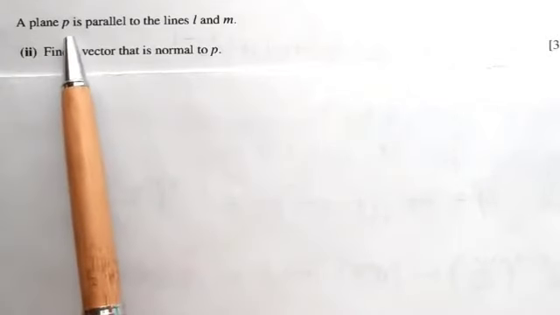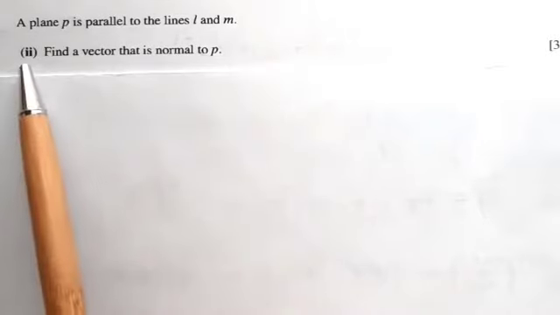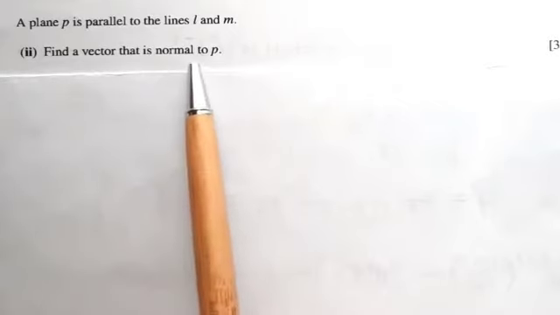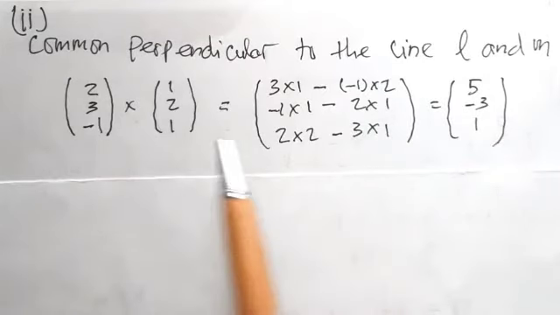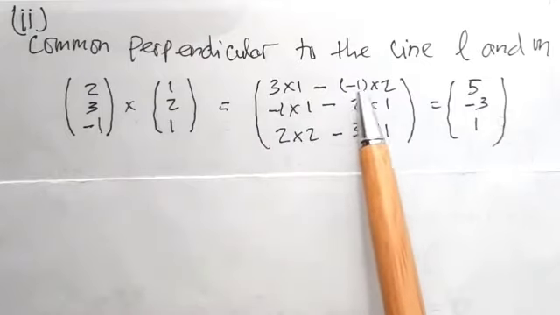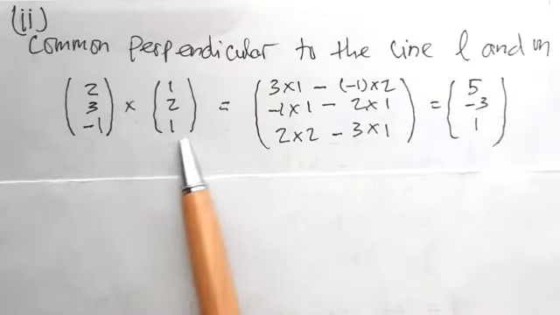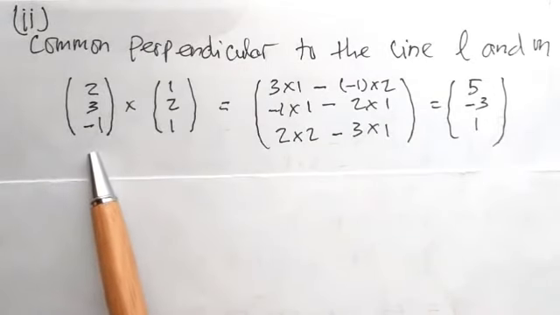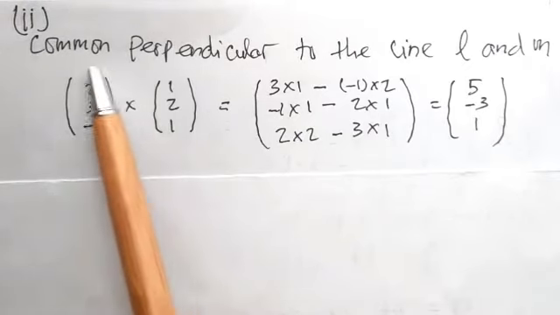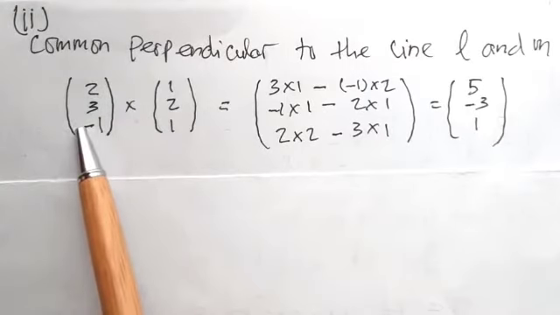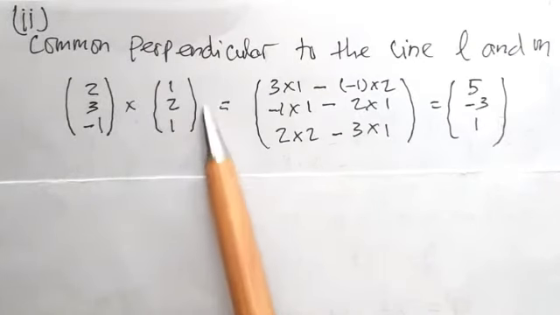Further, a plane P is parallel to lines L and M. Part (ii): find a vector that is normal to plane P. To find the normal of plane P, we can use the common perpendicular to the lines L and M. The common perpendicular to lines L and M is the cross product of the direction vector of line L cross the direction vector of line M.